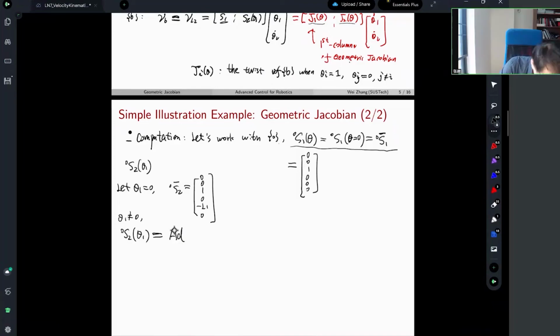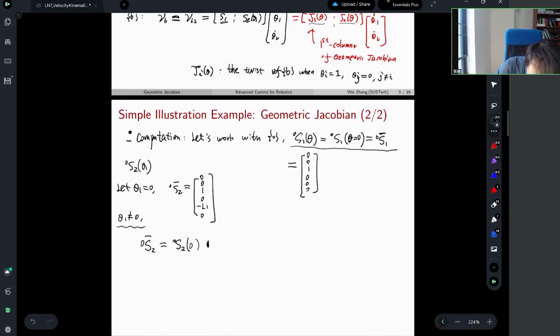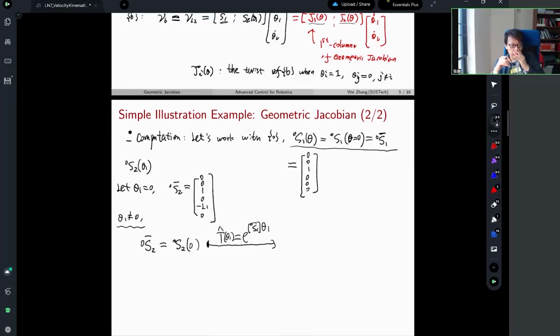So let's do this case. How do we get S2 with theta not equal to 0? Let's view this as an action operator. Let's start from theta equal to 0, which will be S2 0 bar equal to S2 0. If I don't have a bar, that means theta is not necessarily 0. And how do we move this to theta not equal to 0? I apply a rigid body motion, which I call the operator T hat of theta 1. It rotates about screw axis 1 by theta 1. In this case, screw axis 1 is just S1 bar because everything is 0 at this state.